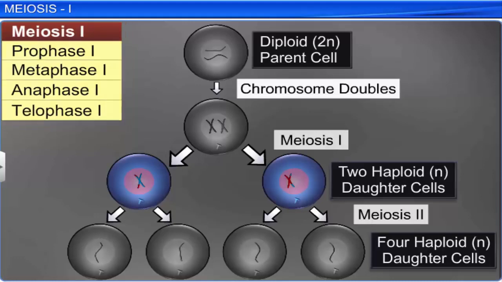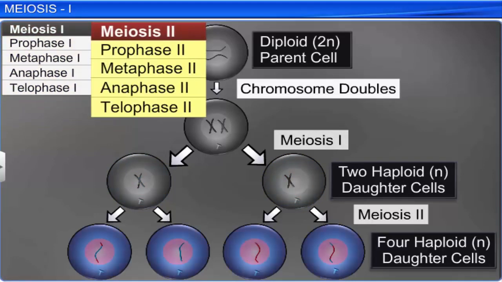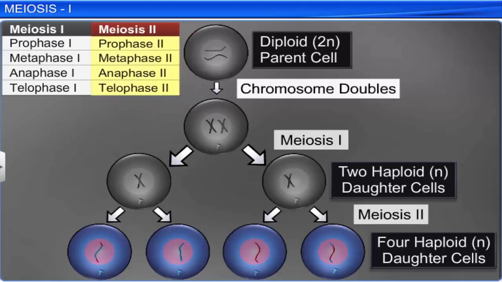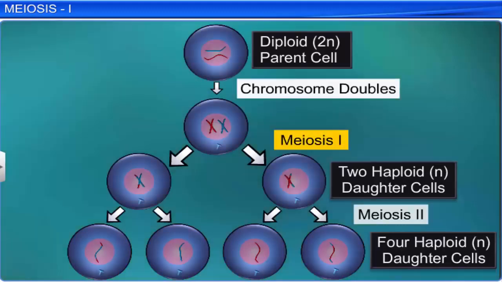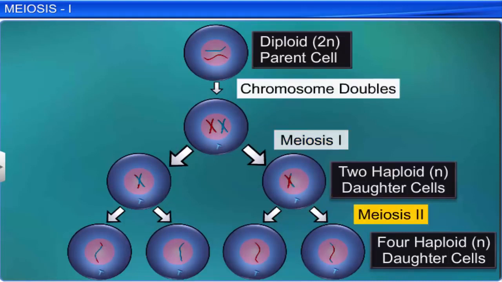Similarly, meiosis II is divided into four phases: prophase II, metaphase II, anaphase II, and telophase II. Meiosis I halves the number of chromosomes, and meiosis II splits the sister chromatids of each chromosome, resulting in 4 haploid cells.